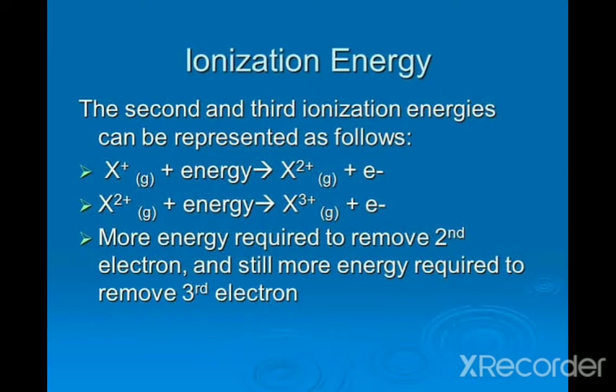Second ionization enthalpy will be higher than the first ionization enthalpy. Why is it so? It is because it is difficult to remove an electron from a positively charged ion rather than from a neutral atom. The third ionization enthalpy will be higher than the second ionization enthalpy.